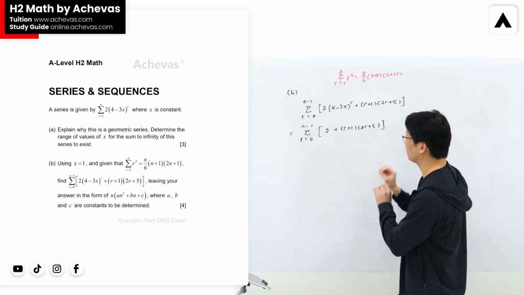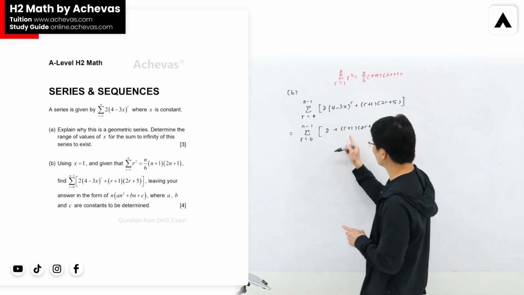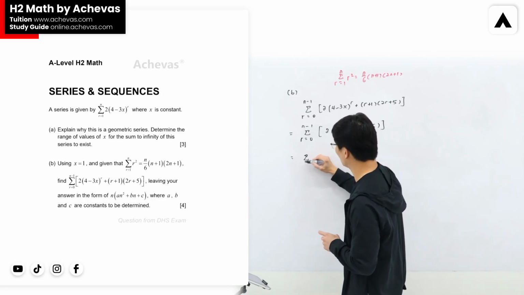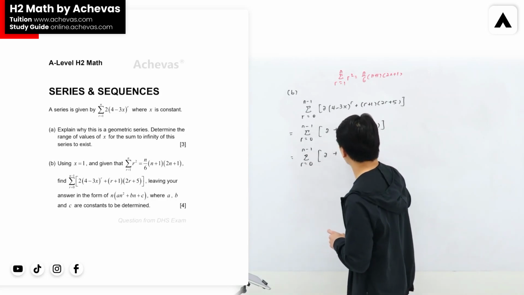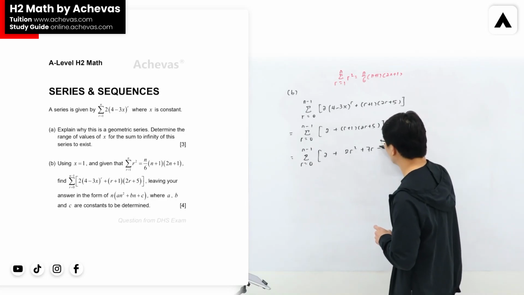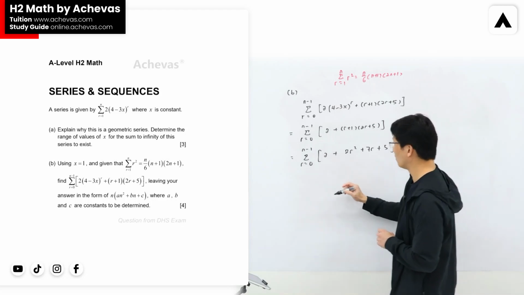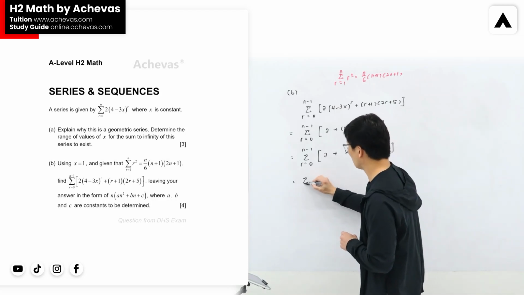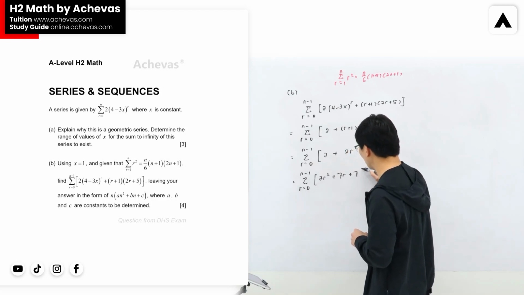By breaking this apart, we analyze each of the terms separately. We're going to expand this first. We have a summation r equal to 0 to n minus 1. Expanding this, we have 2r squared plus 7r plus 5. And this 5 and 2 we can combine together. We will have a summation r equal to 0 to n minus 1 of 2r squared plus 7r plus 7.